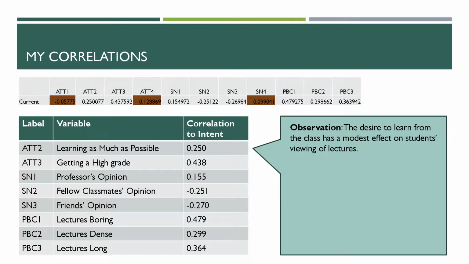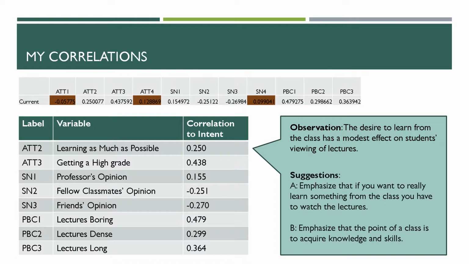So I would look at the first one and I would make an observation. I'd say the desire to learn, and this was about the student's desire to learn as much as possible and whether or not listening to lectures would allow them to do that. So the desire to learn from the class has a modest effect on students' viewing of lectures, right? That's what it is. It's modest. It's because 0.3 is that sort of medium effect size. So it's a fairly modest effect, right?